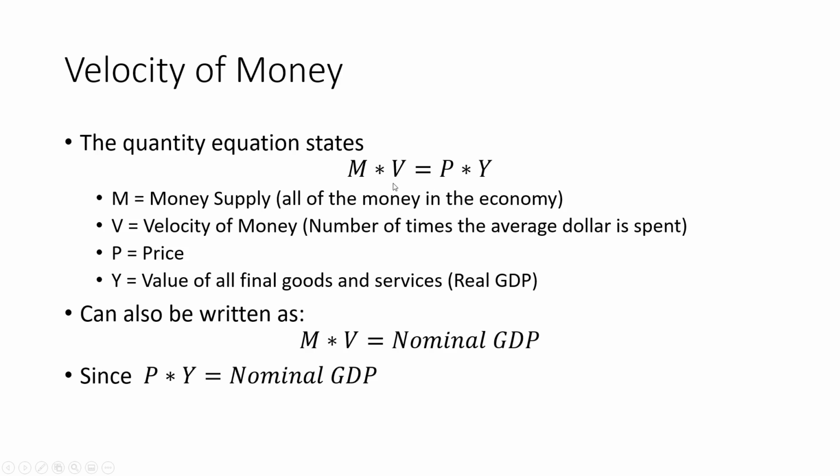So we have money times the amount of times each dollar is spent, which would give us nominal GDP for consumers, and we have price times the number of goods that are produced, which is just nominal GDP as produced by producers. So we can also write M times V equals P times Y equals nominal GDP.